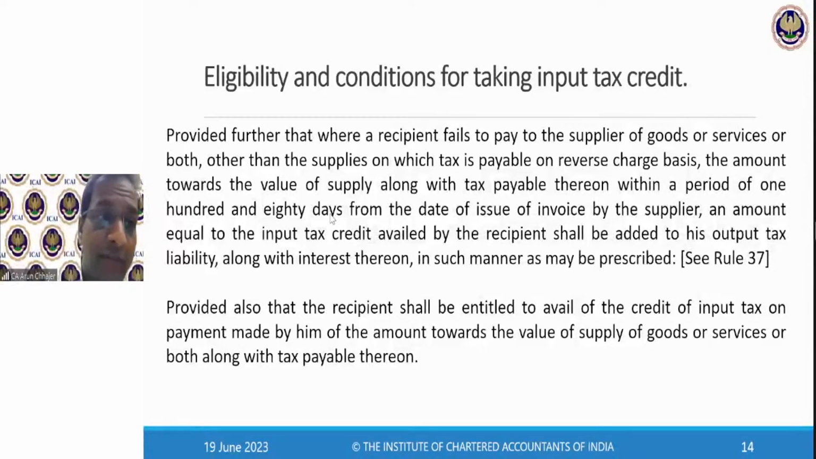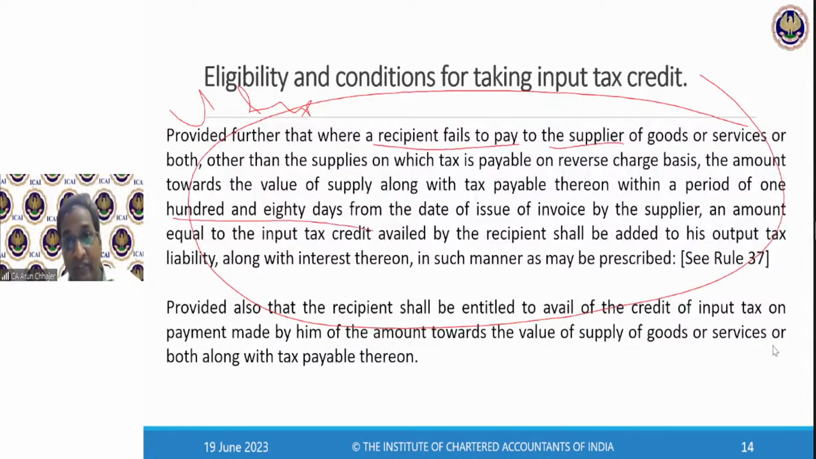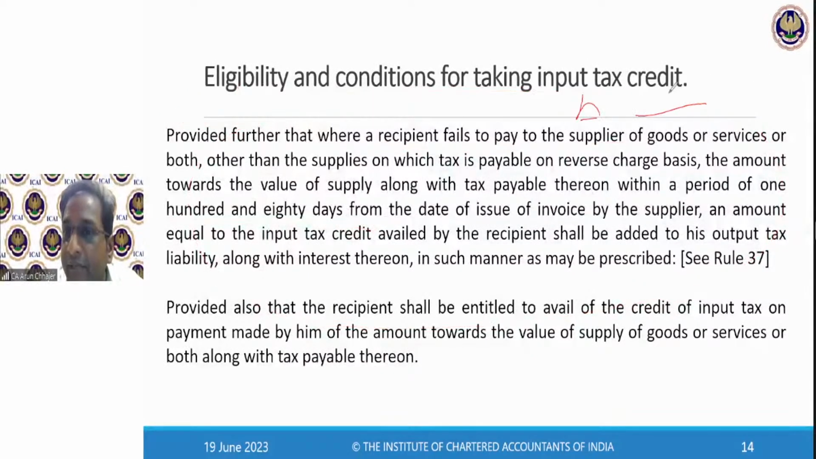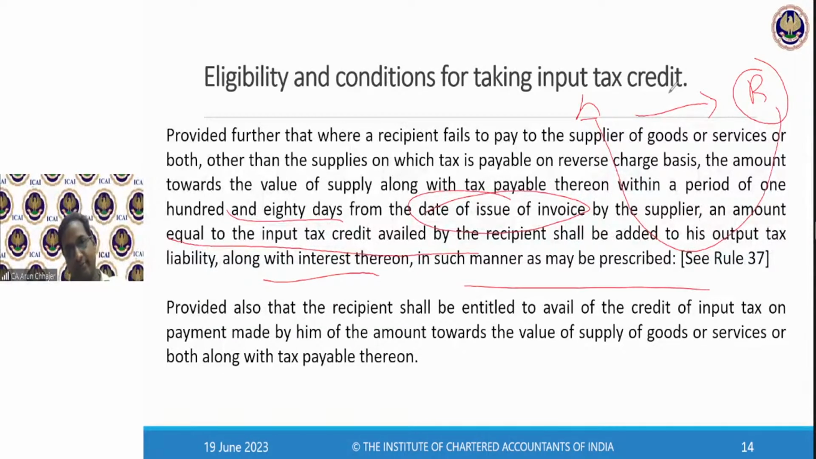So now read this proviso. It is very important. It says that if the recipient failed to pay the supplier within 180 days, how many days? Within 180 days. If B failed to pay the supplier within 180 days, the 180 days counting would be from the date of invoice. An amount equal to the ITC availed by Mr. B plus interest has to be reversed.